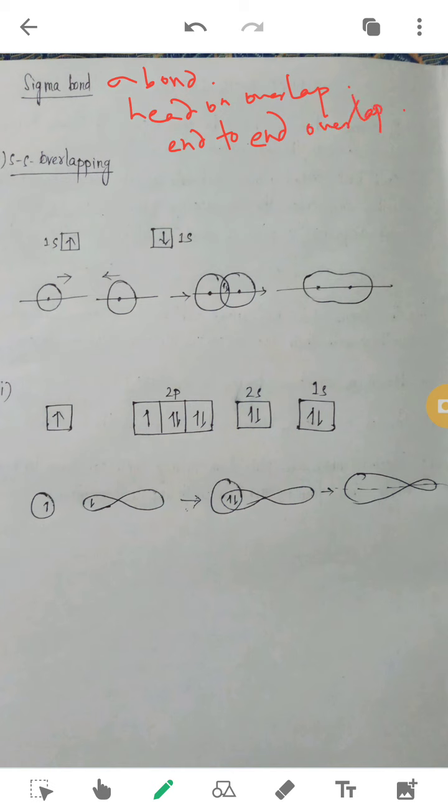So this is how it is going to be. Now we'll be seeing the examples and also the formations. The first one where we can see a sigma bond formation is SS overlapping. That is, two s orbitals will come into play.